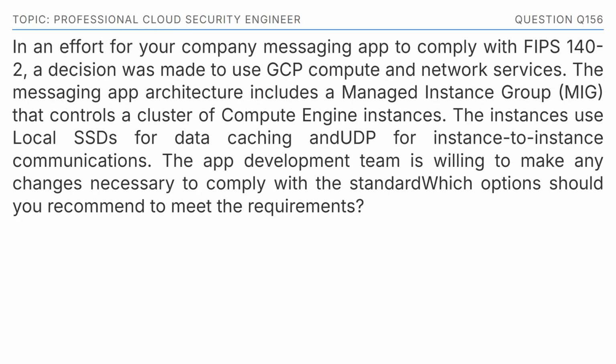In an effort for your company messaging app to comply with FIPS 140-2, a decision was made to use GCP Compute and Network Services. The messaging app architecture includes a managed instance group, MIG, that controls a cluster of compute engine instances. The instances use local SSDs for data caching and UDP for instance-to-instance communications. The app development team is willing to make any changes necessary to comply with the standard. Which options should you recommend to meet the requirements?